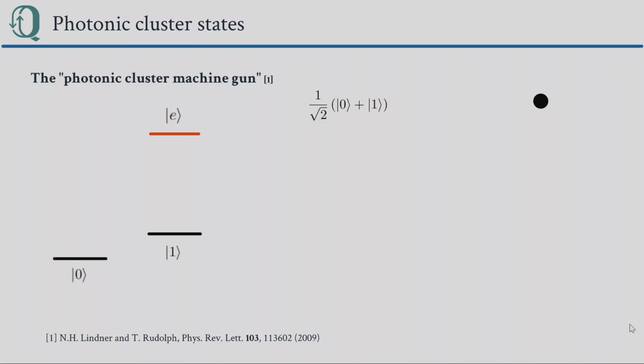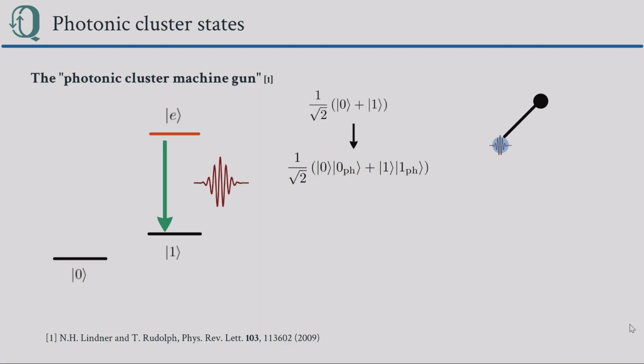Then what you can do is a rotation of these two. So you basically map 0 to 1, 1 to 0. And then you do the same thing again. Excite 1 and let it decay. And then you basically create this state. So you have an early and late photon encoded as 0 and 1.